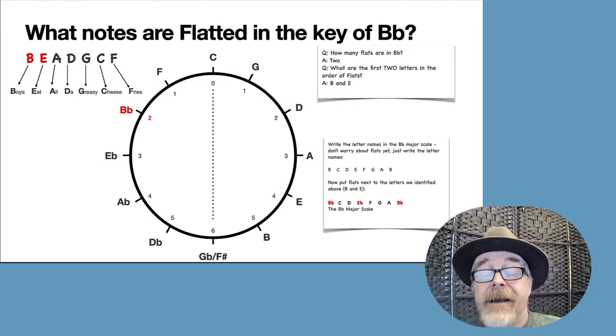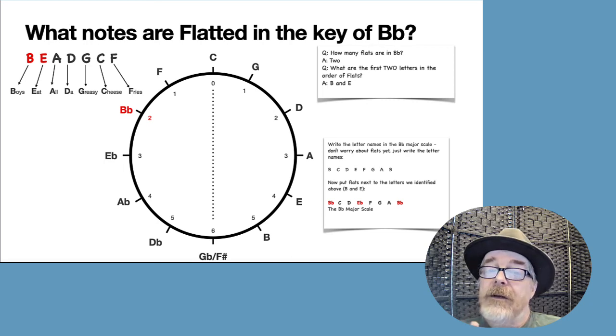Now put flats next to the letters that we identified above. Flat next to the B, flat next to the E. So now we have B flat, C, D, E flat, F, G, A, B flat. We have the B flat major scale.